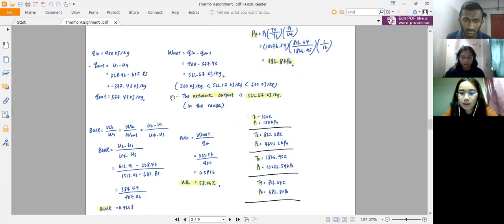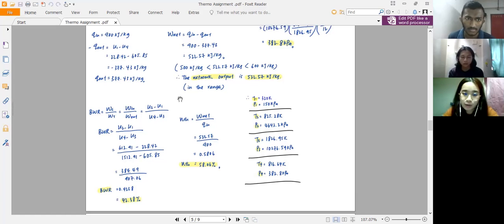So now we have obtained all the values for the temperature and pressure for all stages. Now I need to calculate the W net. We know that the W net is equal to Q in minus Q out, and the Q in is equal to 900 kilojoule per kilogram. The Q out is equal to U1 minus U4. So we substitute the values of U1 and U4 into this equation, and we obtain that the Q out is equal to 377.43 kilojoule per kilogram.